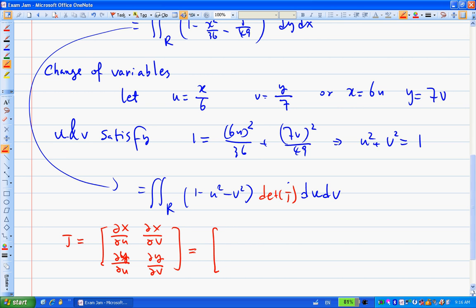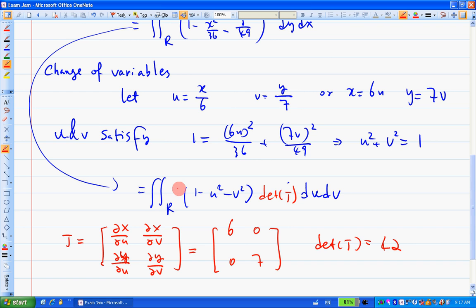So let's see, what's x? x is 6u, so partial x over partial u is 6. Partial x over partial v is 0, because x is not a function of v. Partial y over partial u is 0. Partial y over partial v is 7. So that's the matrix J. Then the determinant of J, 6 times 7, is 42.